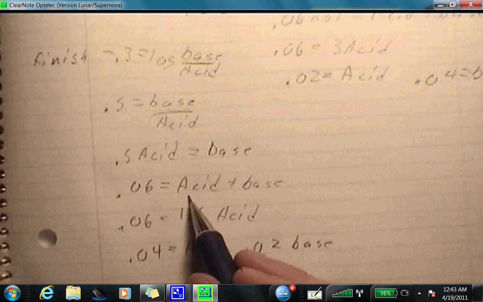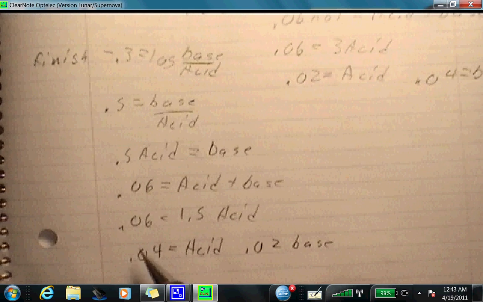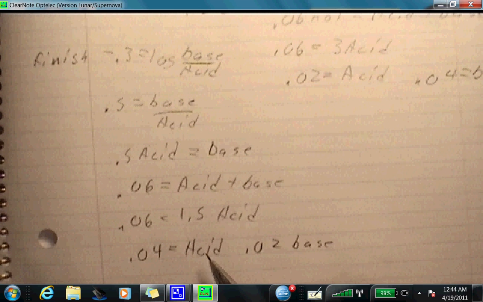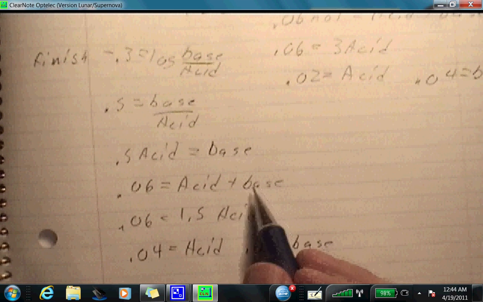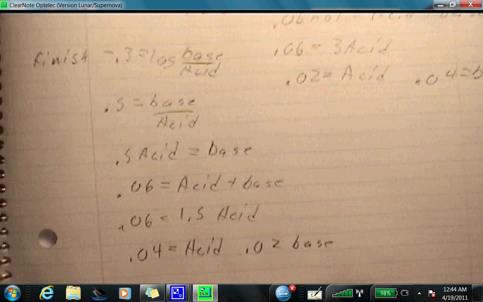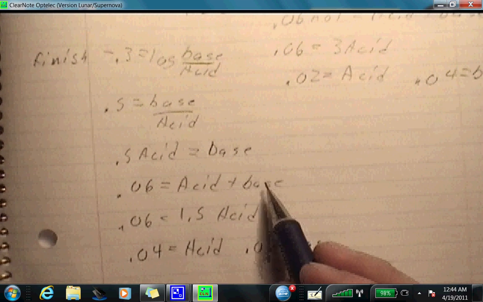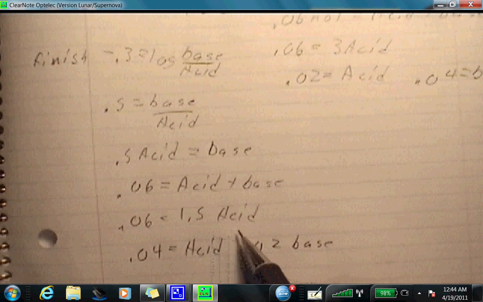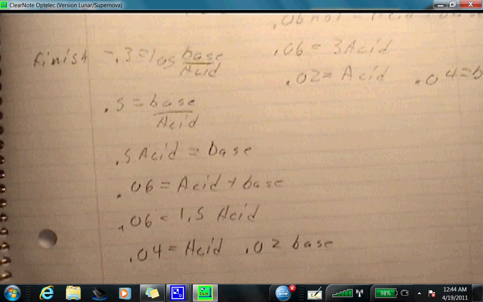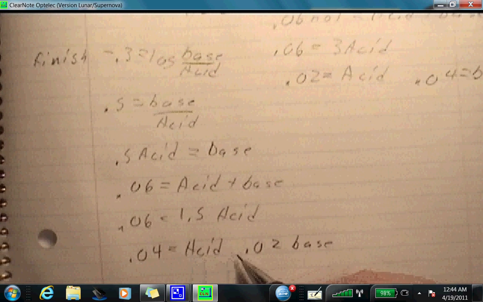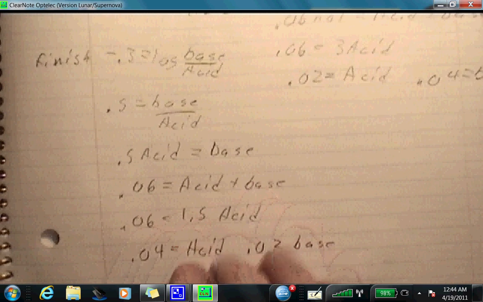Now, just like before, the total moles has never changed. The forms that we have do, but we still have base plus acid equals the total amount. Substitute in 0.5 acid plus acid, 1.5 acid. 0.06 divided by 1.5 is going to give us 0.04 acid and 0.02 base.